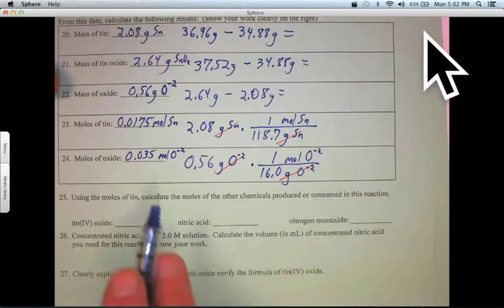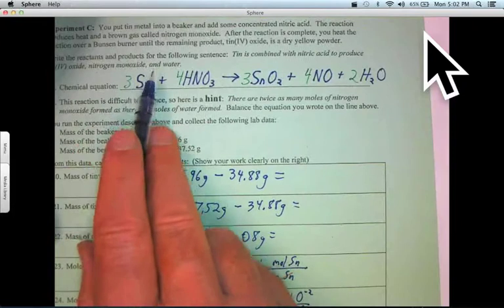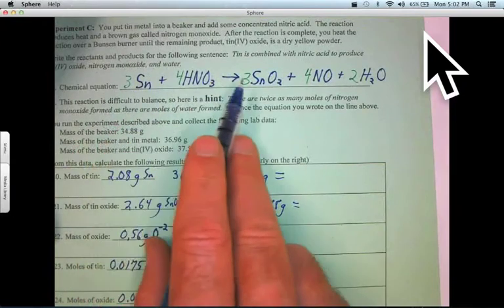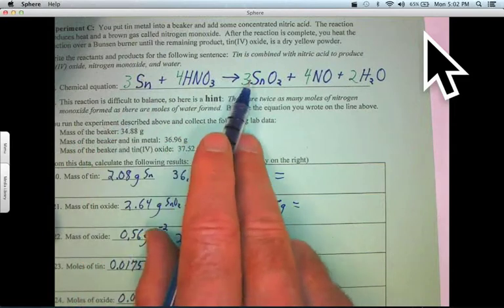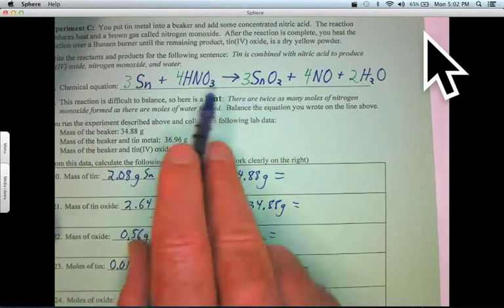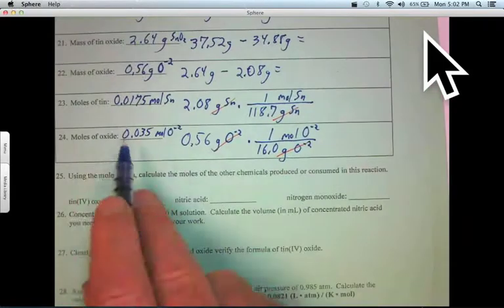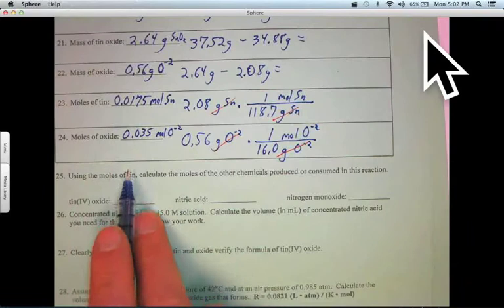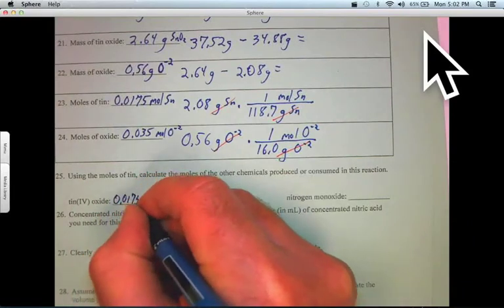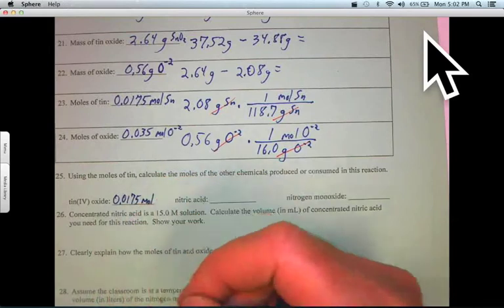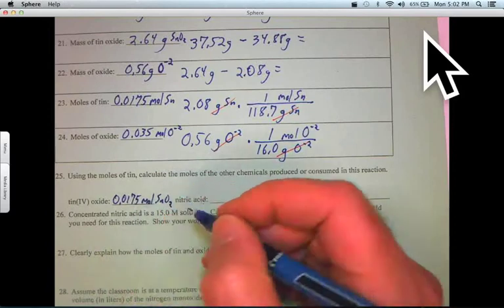Well, if we know the moles of tin, and looking at our balanced chemical equation, 3 moles of tin gives us 3 moles of SnO2. Clearly, these two are going to be the same. The moles of tin equals the moles of tin oxide. So, going back, the moles of tin, exactly the same as the moles of tin oxide, 0.0175 moles of SnO2.